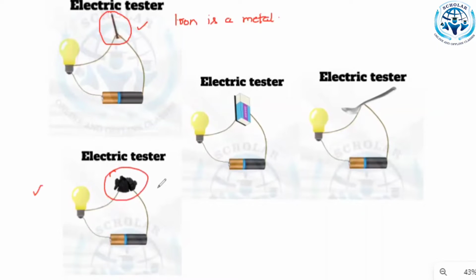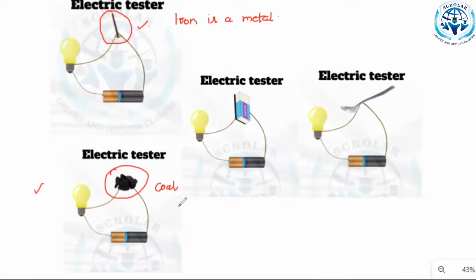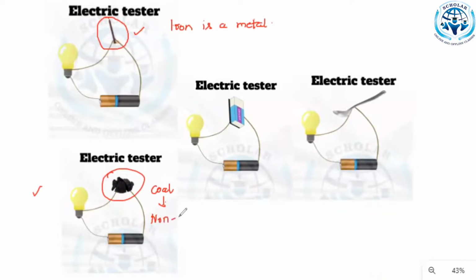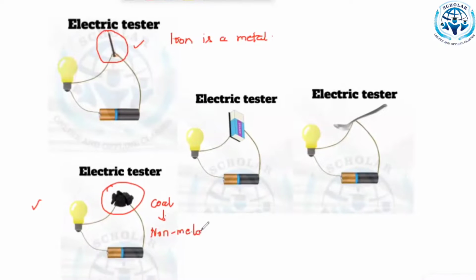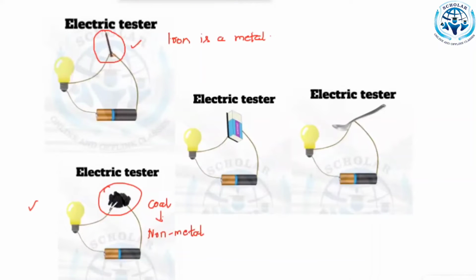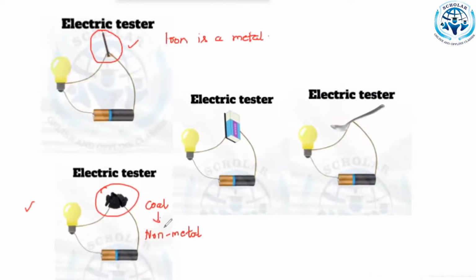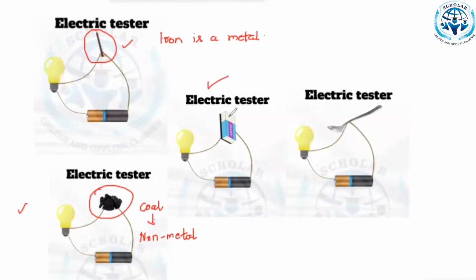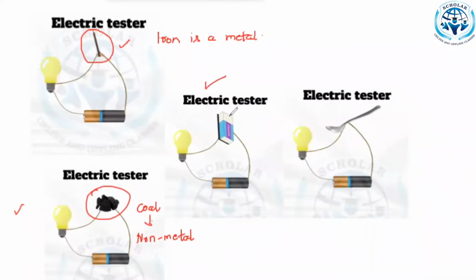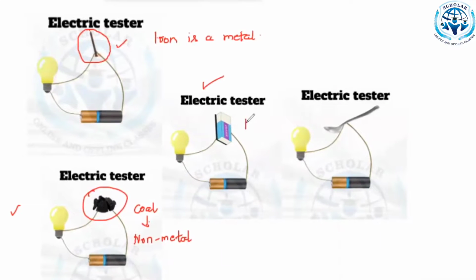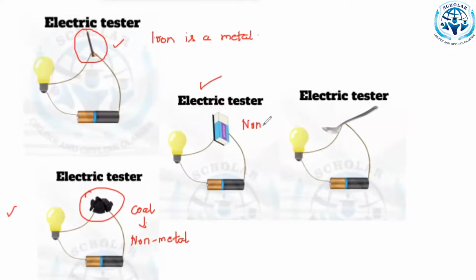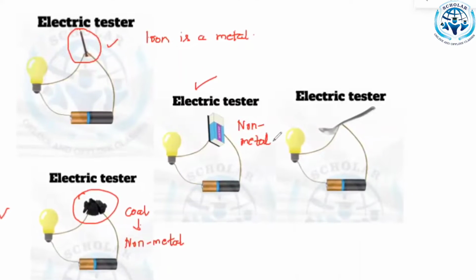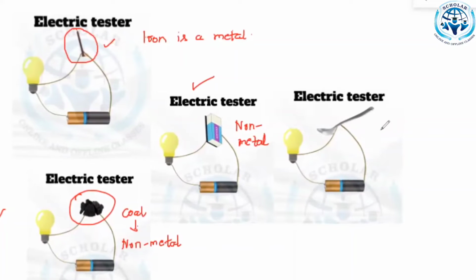Now come to the second one. What is this? This is coal. Coal is a non-metal. So what will happen? Will electricity flow? No, because non-metals are bad conductors of heat and electricity. Now come to this one. This is an eraser. The eraser is connected in the circuit and eraser is a non-metal. So will electricity flow? No, electricity will not flow in this circuit.